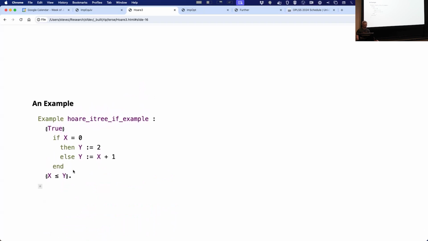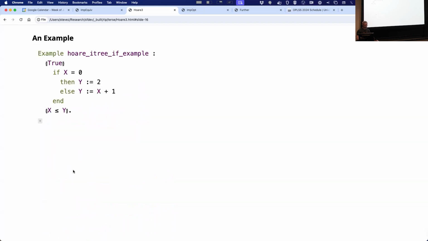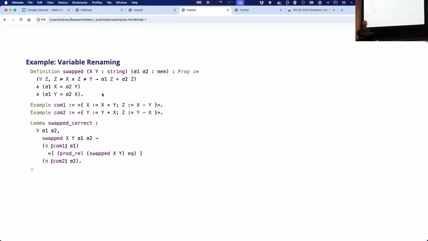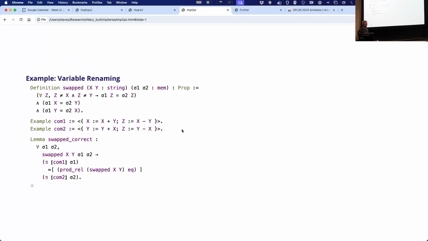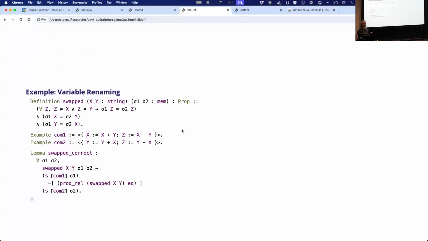Good. Okay, so that's cool. And this is, as someone mentioned earlier, kind of a unary predicate. I wanted to just show you very briefly how you could do relational reasoning, where the commands aren't the same on both sides. And this would be very useful for showing various kinds of optimizations or program transformations.